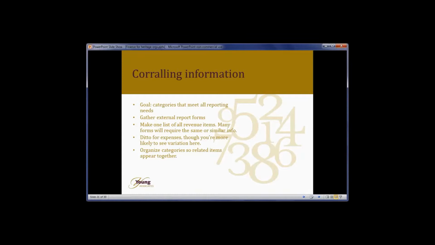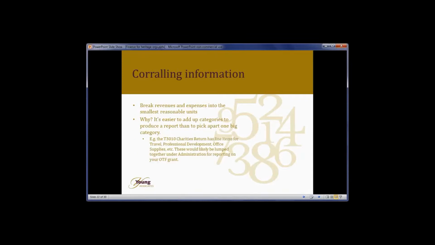Those three categories, usually referred to as earned, private, and public, pretty much cover the ground in terms of revenues. You need to do the same thing for expenses, and here's where I expect that you'll see more variability. For instance, the expense categories on a CMOG grant application are going to be very different from what the Canada Revenue Agency is looking for on a T3010. Your best bet is to list all of the categories that everybody needs, and then try to organize them, put like things together, and try to see where the commonalities are.